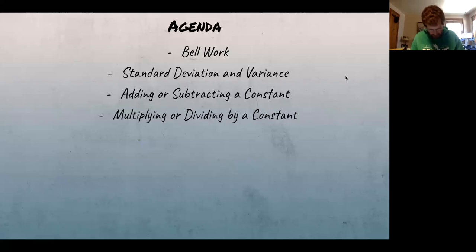And here's our agenda for the day. Doesn't look like much. We might be able to get through this pretty quickly. Standard deviation and variance. One thing right before we jump into this that I wanted to mention, it's not what I meant to mention yesterday, but it's worth talking about.